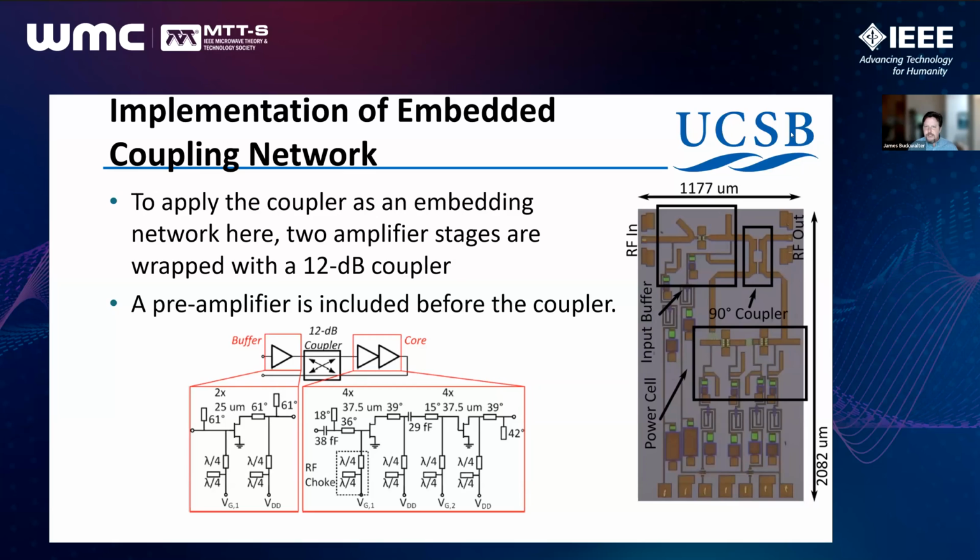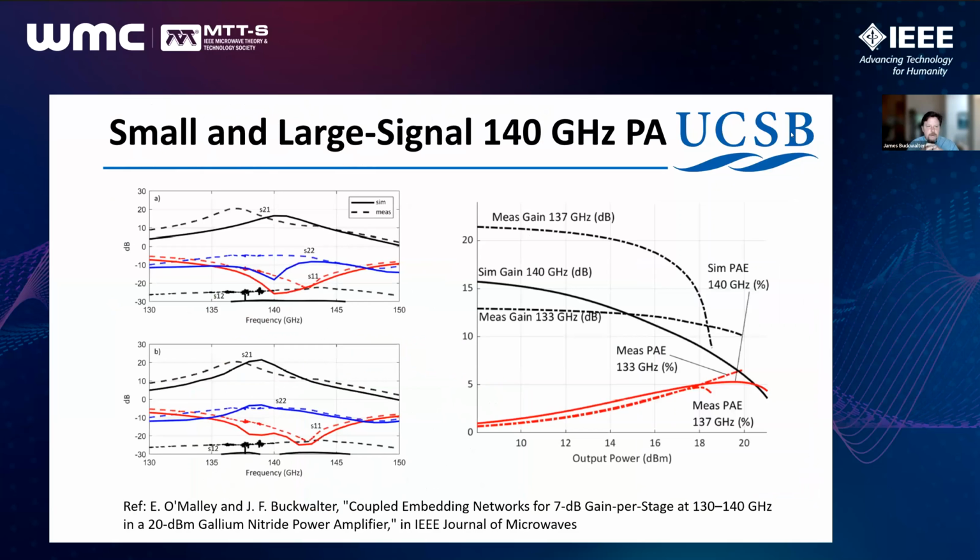These were the large signal and small signal results from the amplifier. We had a little shift in the frequency from around 140 to 136 gigahertz, but you can see we measured a peak gain of around 21 dB, which corresponded to about 7 dB of gain per stage. But if we think about the buffer amplifier, which probably has a little lower gain, that indicates probably a higher gain in the core amplifiers.